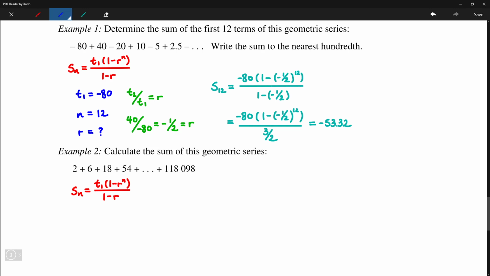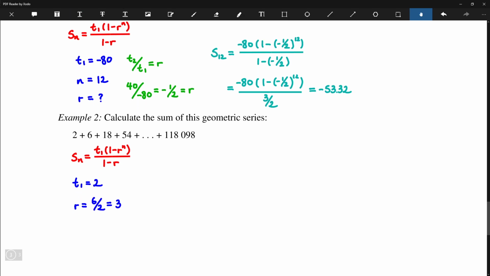Okay, so in this case, once again, we know the first term is 2. The r value, we can just divide the first two terms. 6 divided by 2 is 3, so that's easy to find. Now, we don't know what n is. It doesn't explicitly state how many terms there were. So we have to find that out first.